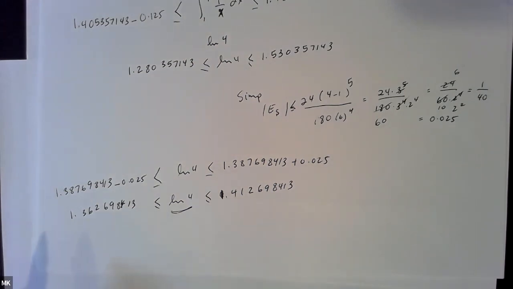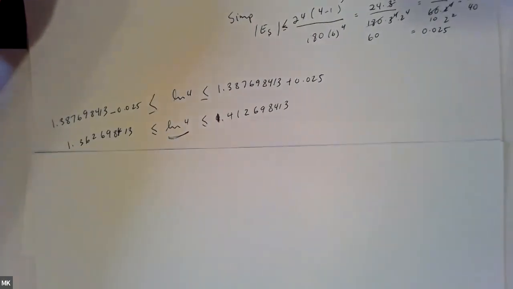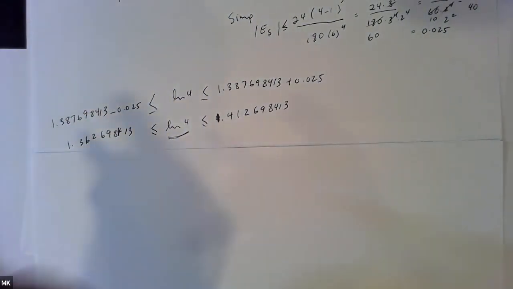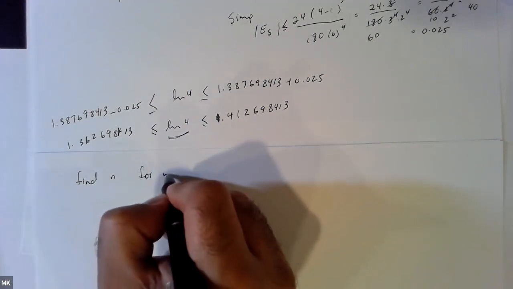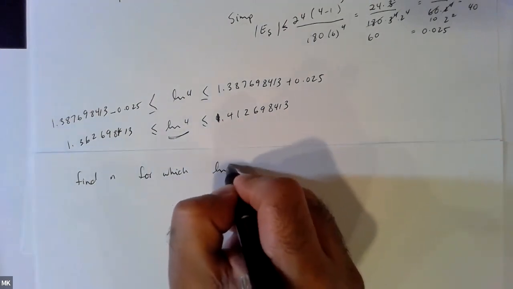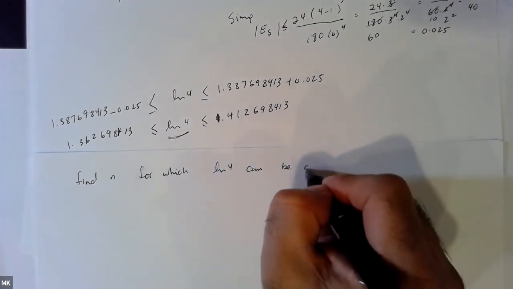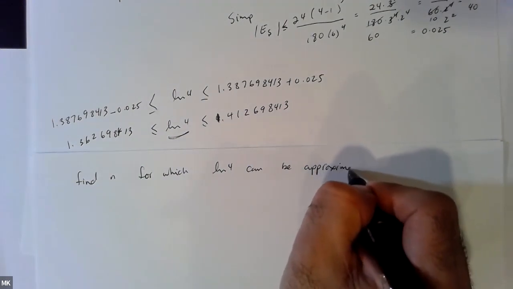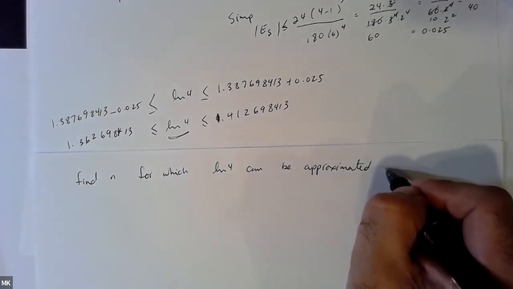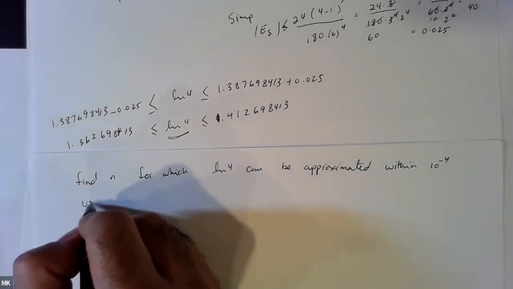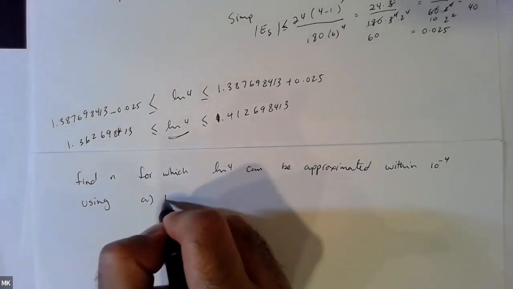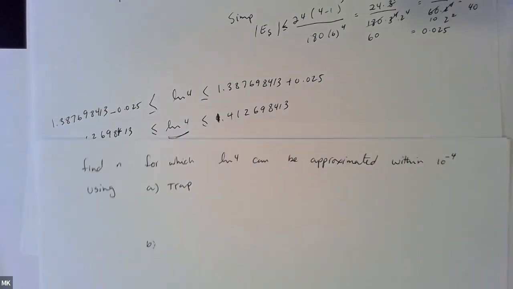Like for this particular example, for 1 over x, a question could say, find n for which natural log of 4 can be approximated within 10 to the negative 4 using the trapezoidal rule, the Simpson's rule.